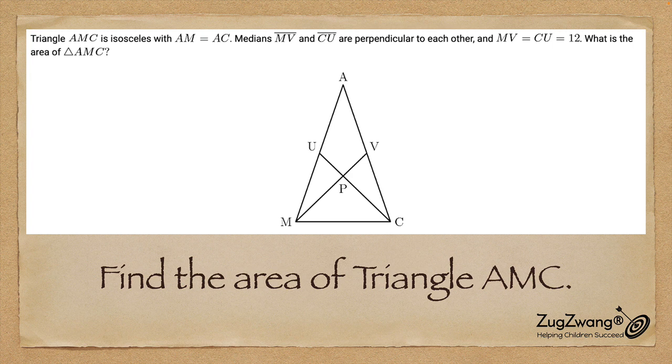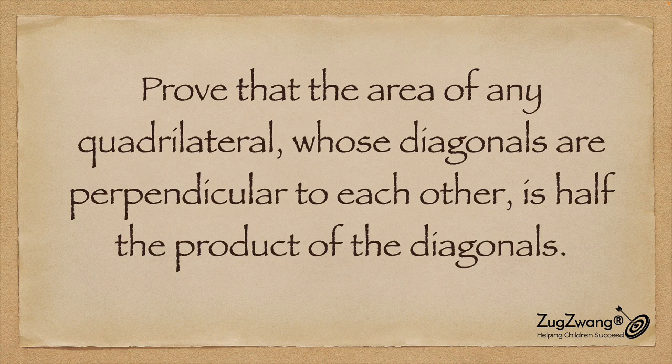It's not so much mensuration, which means measurement, which is where typically you'd see the area problems, but it's more of geometry. So first, let's try and do that. So the first part of the problem is when you prove this. Prove that the area of any quadrilateral whose diagonals are perpendicular to each other is half the product of the diagonals.